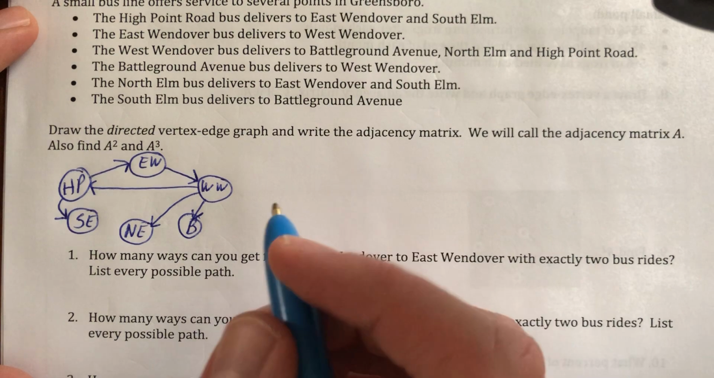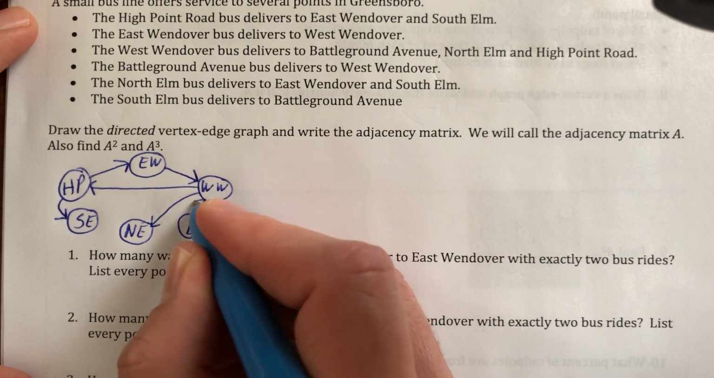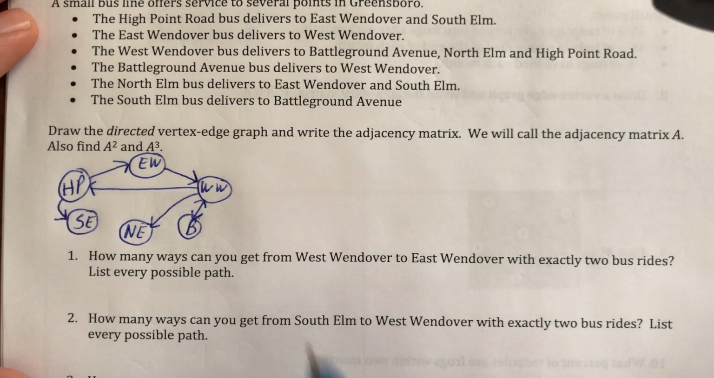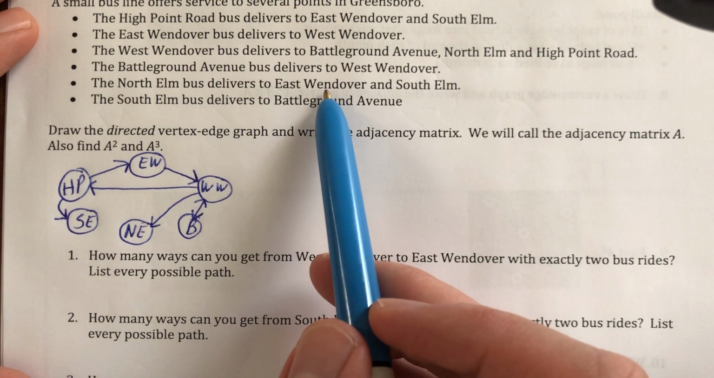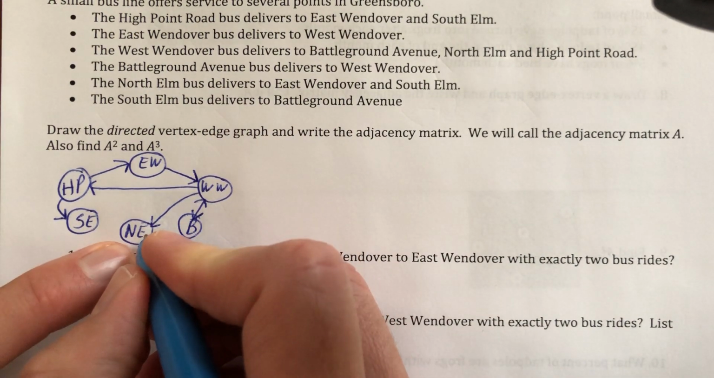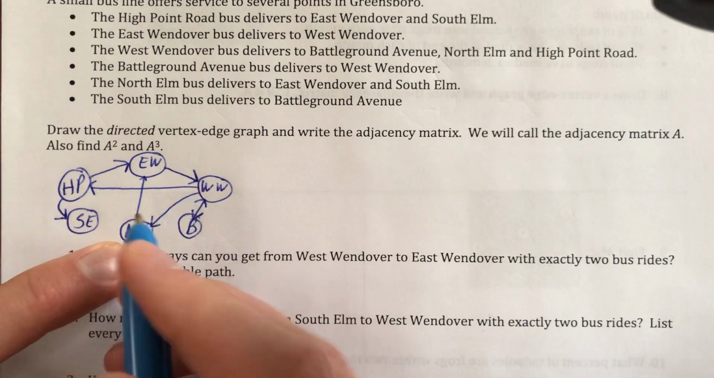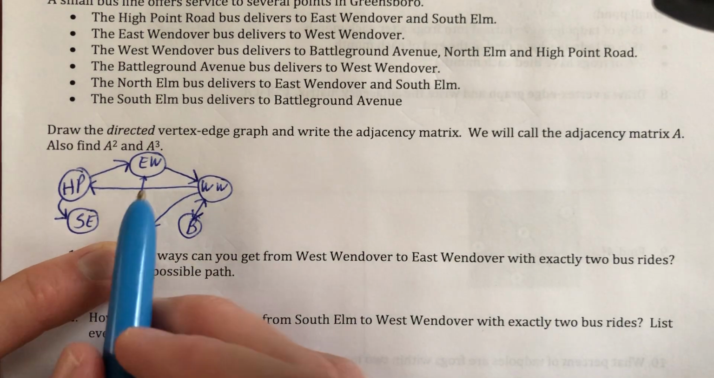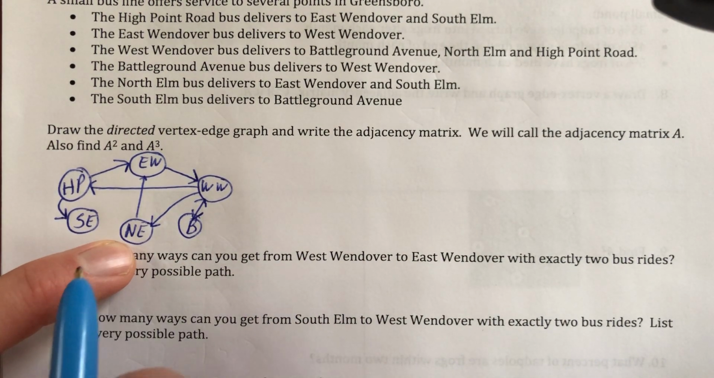Battleground delivers to West Wendover. They're going back and forth. North Elm goes to East Wendover. It's okay that they cross in the middle. It's fine. That intersection means nothing important.